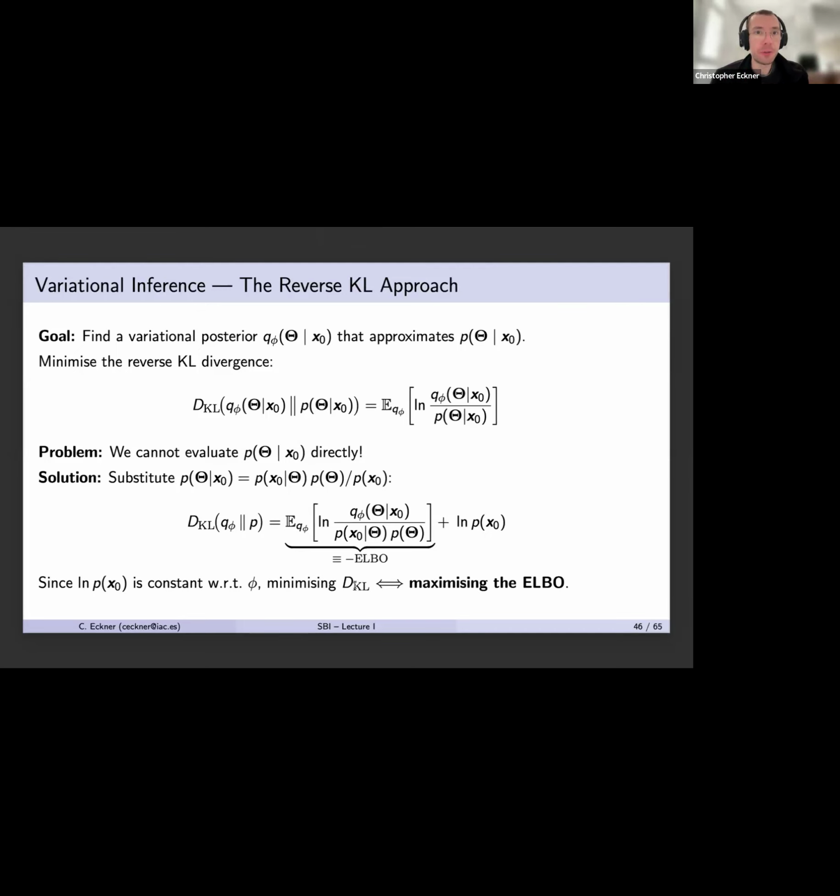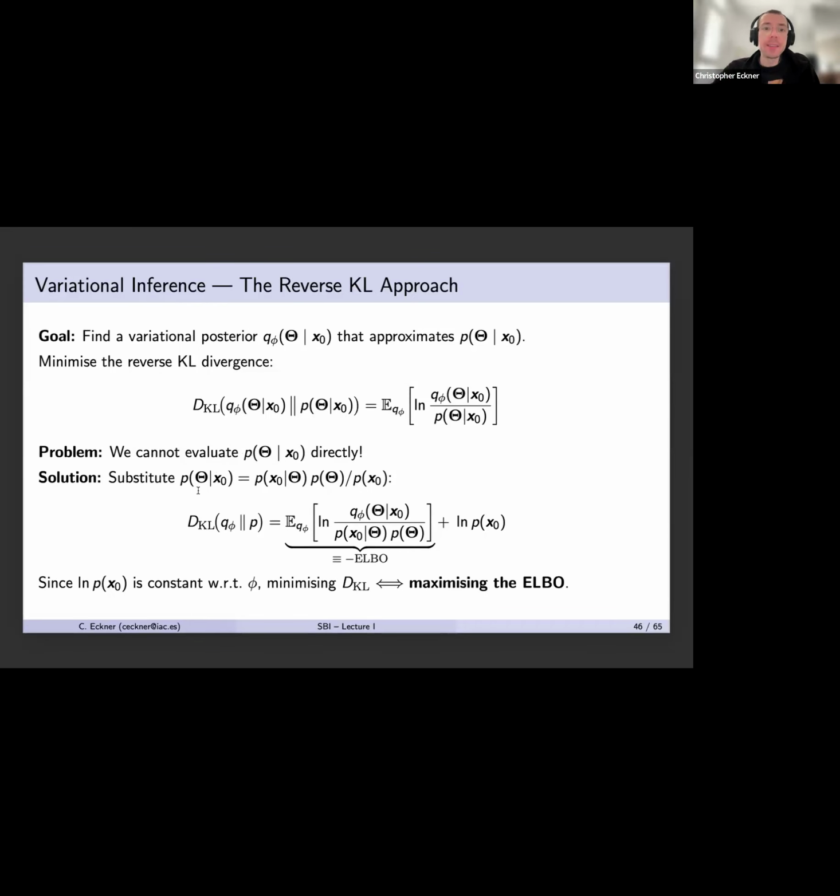Here you want to find the variational posterior that, given a target observation x0, gives you the posterior of your parameters theta and approximates the real posterior. But this time using the reverse Kullback-Leibler divergence, which requires you to perform an expectation value drawing from your actual variational posterior. Again, we cannot evaluate the true posterior directly, because we don't have access to it. That's the thing we want to know.